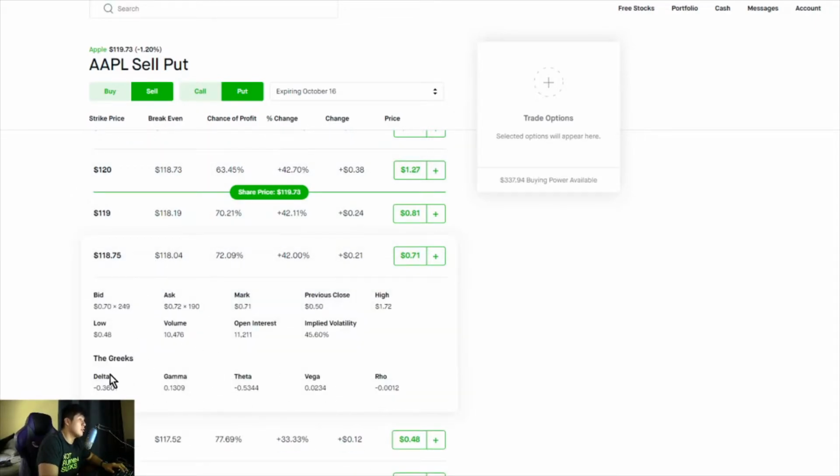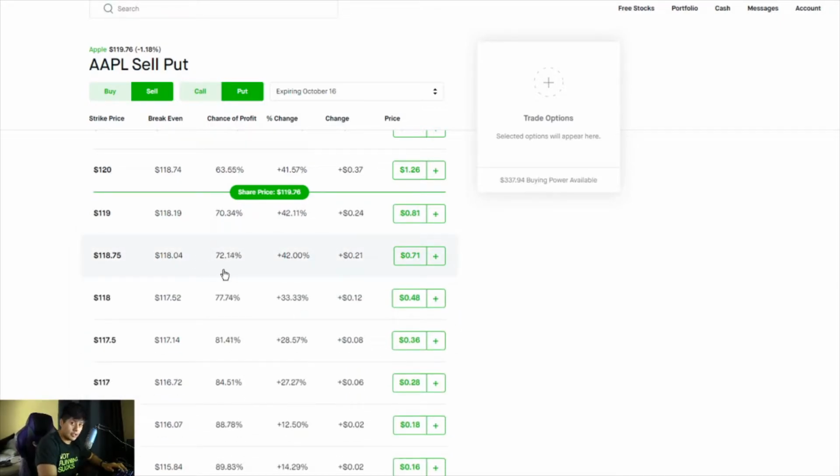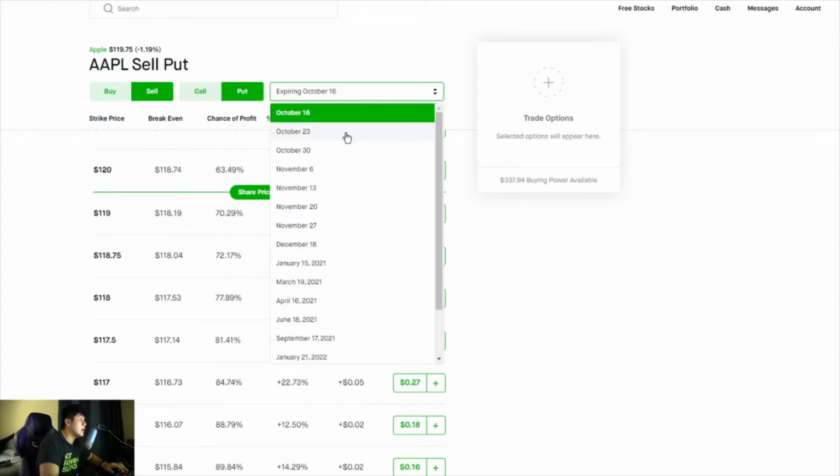The Greeks are also a very important thing, depending on how long you're keeping it, how much it depreciates in value per dollar, if it drops or increases. So that's also a thing I can go over if you want me to, guys. But what this means is, if you're selling a put, that's what you want to start with. Let's do it next week.